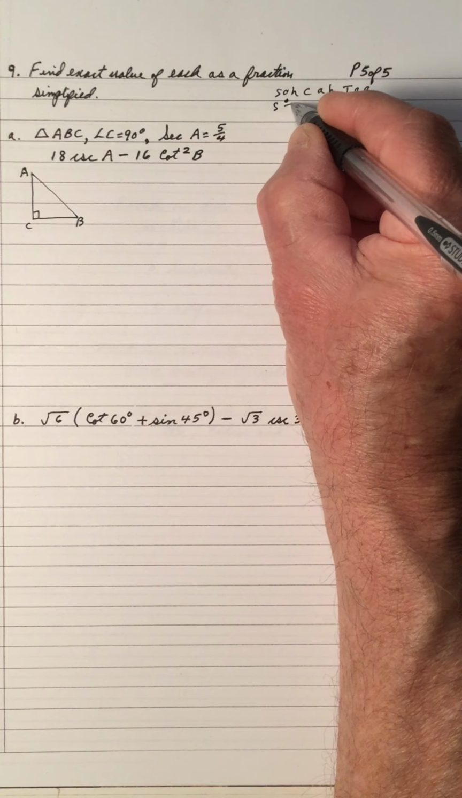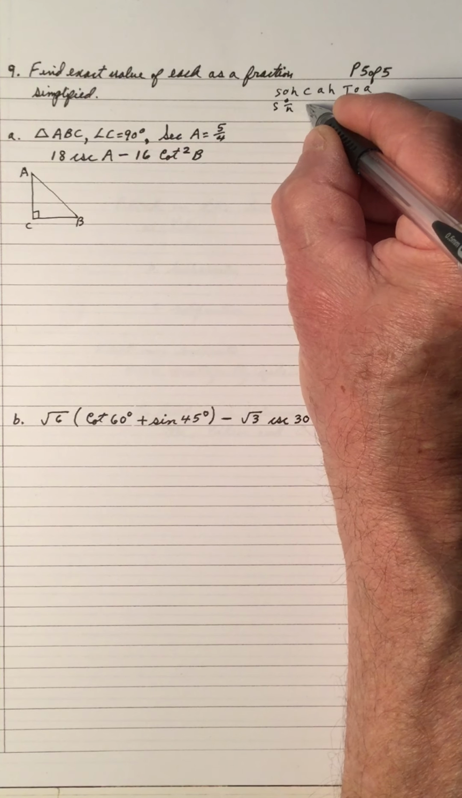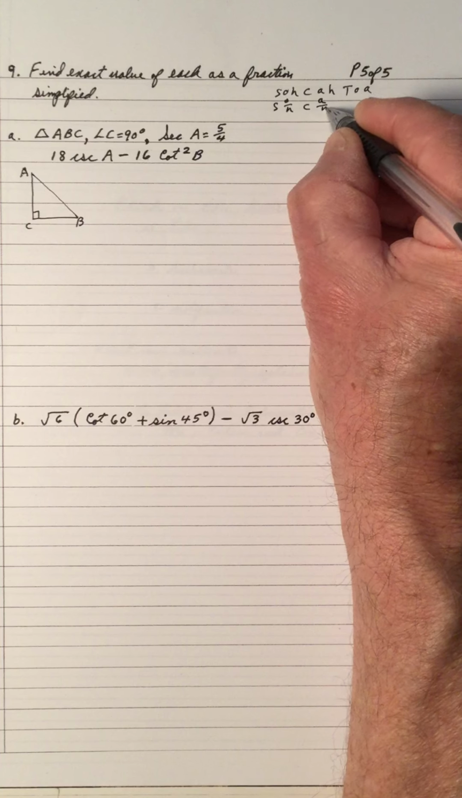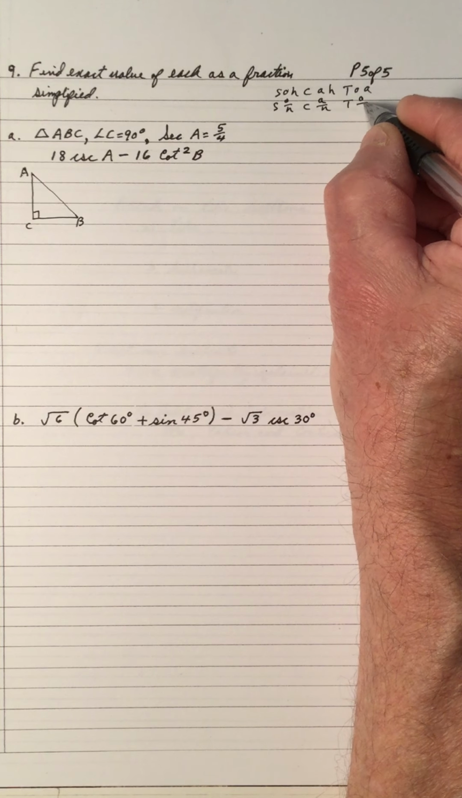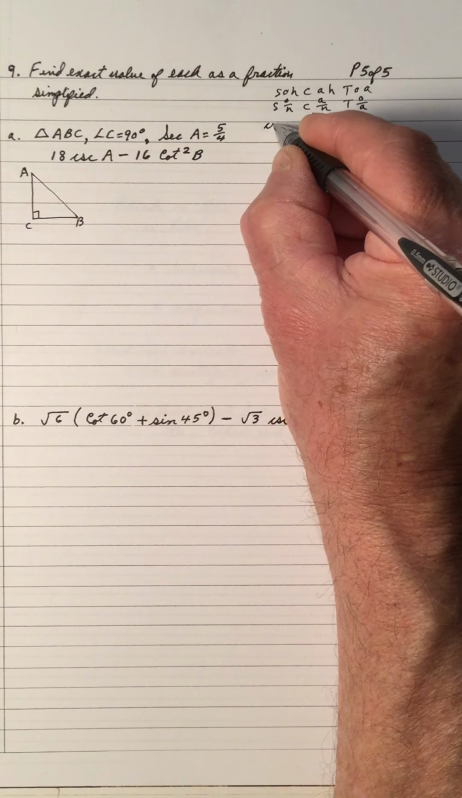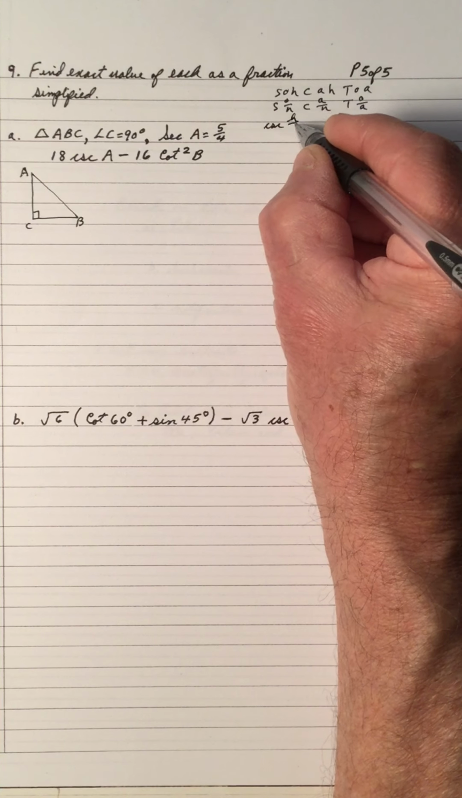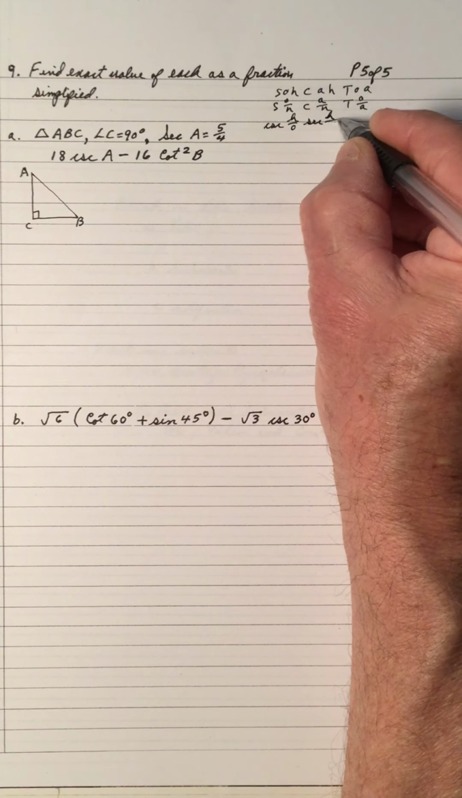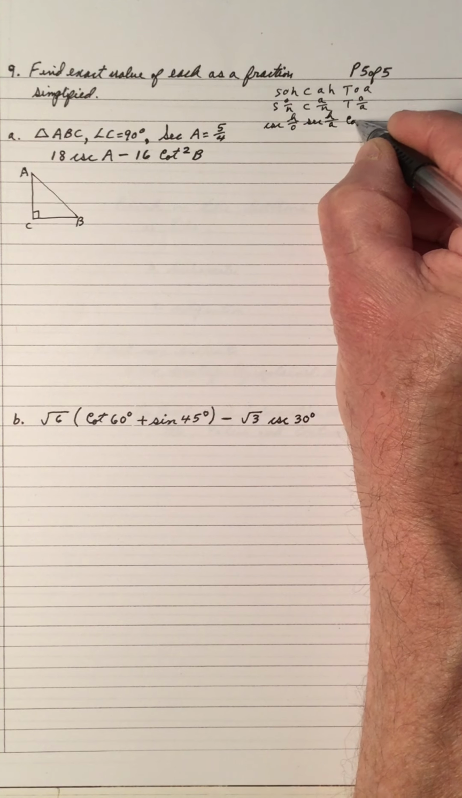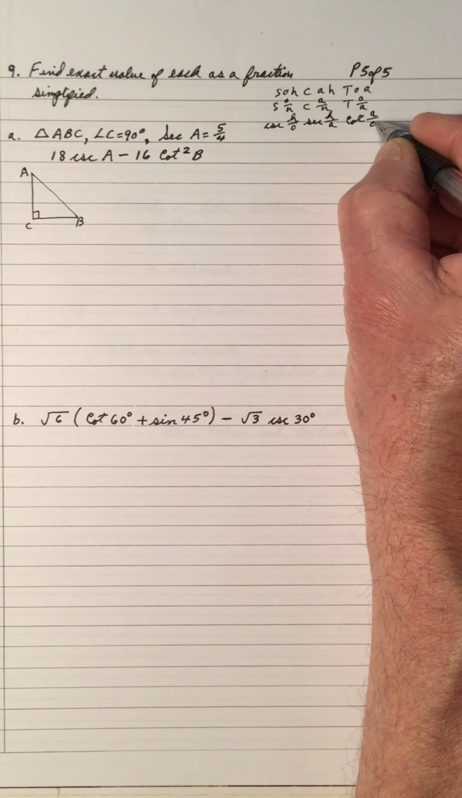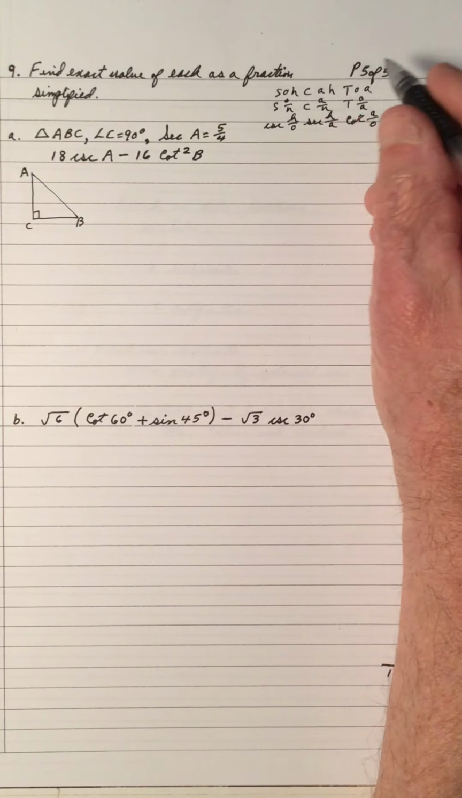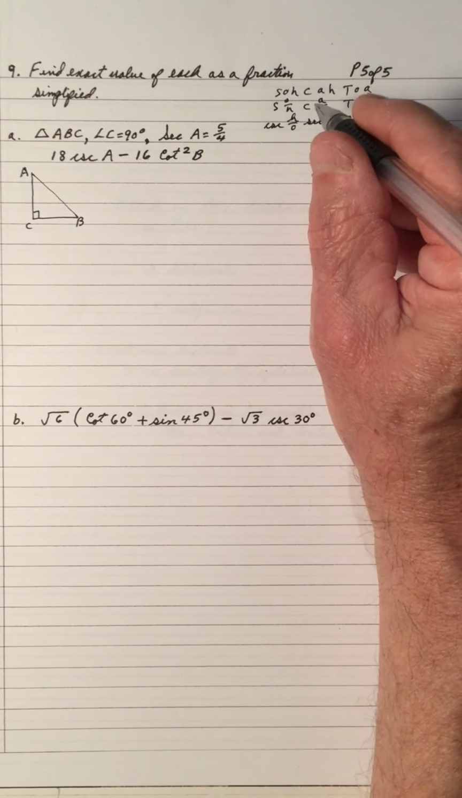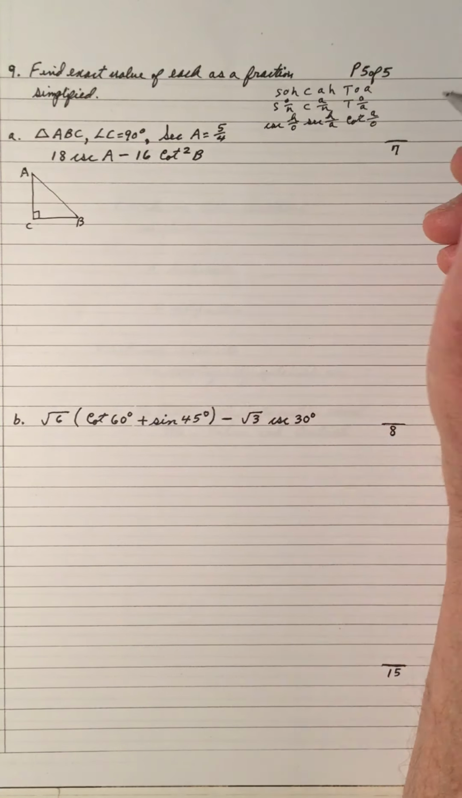Sine is opposite over hypotenuse. Cos is adjacent over hypotenuse. Tan is opposite over adjacent. And CSC, cosecant, is hypotenuse over opposite. SEC, secant, is hypotenuse over adjacent. And cot is adjacent over opposite. Keep it always memorized, and after a while, you get used to it.